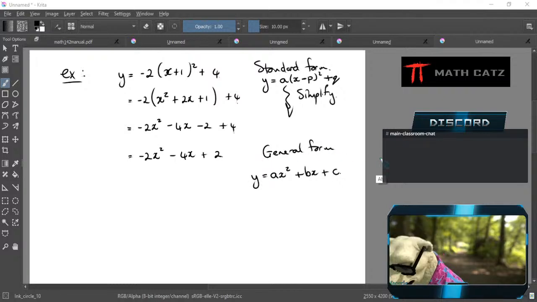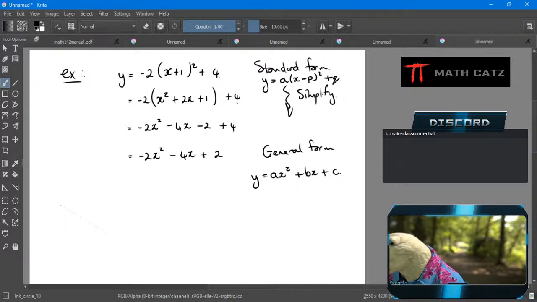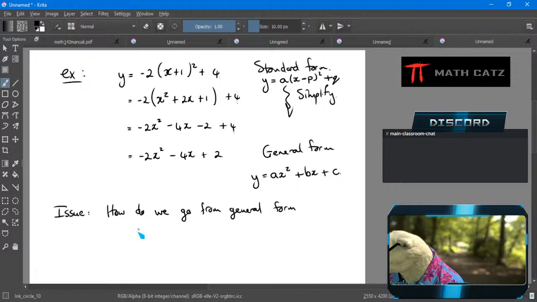So the issue is, let me just turn my page here to not miss what I wanted to say. The issue is, let me write it down. Issue, and it's an issue. How do, sorry, multiple things happening in my head. How do we go from the general form back to the standard form?